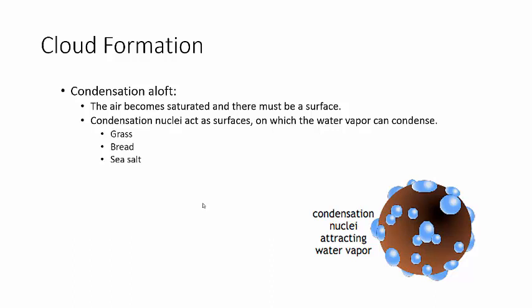And so you have something called a condensation nuclei. The condensation nuclei acts as a surface onto which the water can condense. So, you see a lot of these. In the morning you'll see dew on the grass, right? That acts as a condensation nuclei.